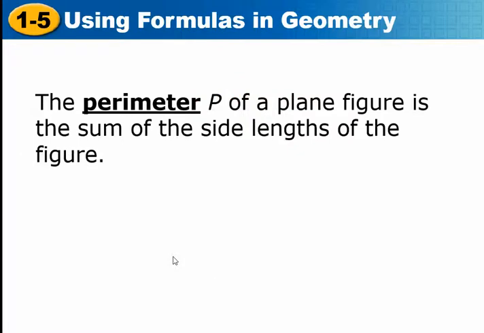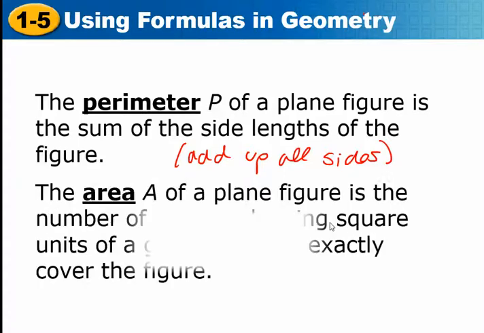Okay, the first word is perimeter. Perimeter, we usually use a capital P for, of a plane figure is the sum of the side lengths of the figure. In other words, in order to find the perimeter of something, you would add up all sides. We don't usually write a real specific formula for perimeter because you always just add up all the side lengths.